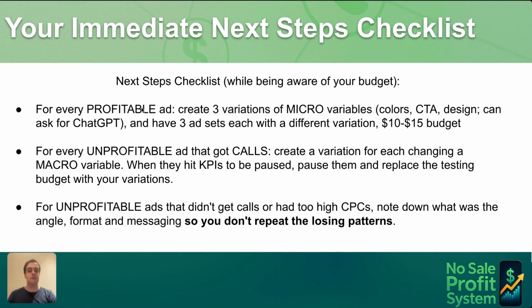So quick recap: if it's a profitable ad, create variations of micro variables, so small variables, to try to scale it. If it's unprofitable, so if it's not profitable, but it got calls, or it's close to being profitable, you can create macro variations, try to make them better so they can get over the hump and actually be profitable. And then obviously for completely unprofitable ads, even if you don't want to take note of every single variation that you tested, which you absolutely don't, at least you need to make sure you keep testing completely different ads, because otherwise you're just testing ads that are similar, but they're not working. It's just not going to work, right?